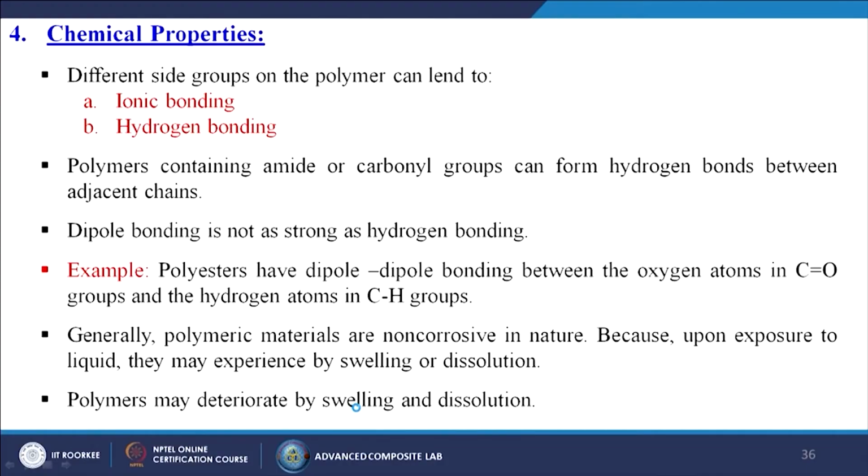Now, we are going to discuss the chemical properties of polymers. Different side groups on the polymers can lend to ionic bonding and another one is called hydrogen bonding.